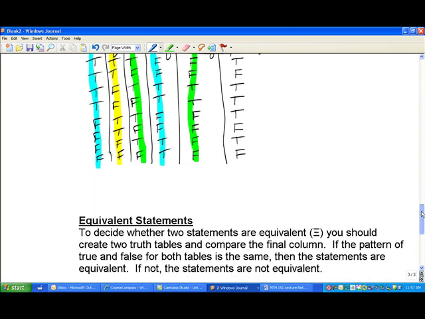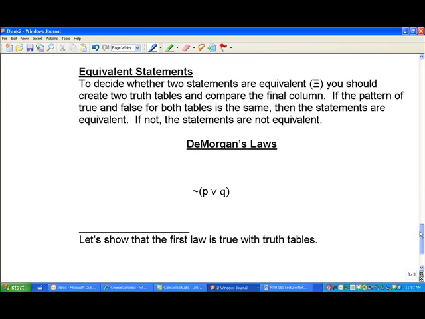Alright, the last part, we're dealing with what are called equivalent statements. We say two statements are equivalent, and this is our symbol, the 3 lines, if, when we construct our truth tables for the two statements, we get the same pattern of true and false in the final column of the table. If not, then the items are not equivalent. So, for some reason this didn't copy, and I'm not sure I'm going to get this in the same order, but that's okay. These two are De Morgan's laws.